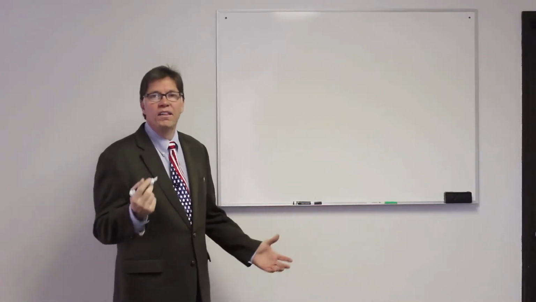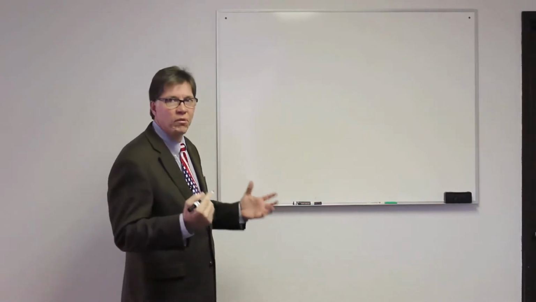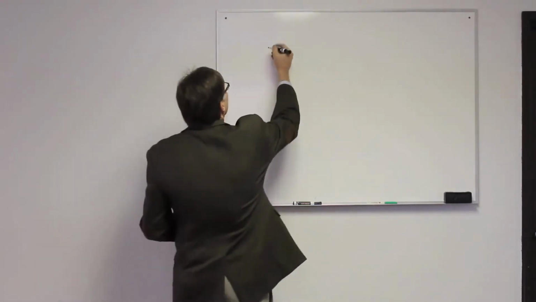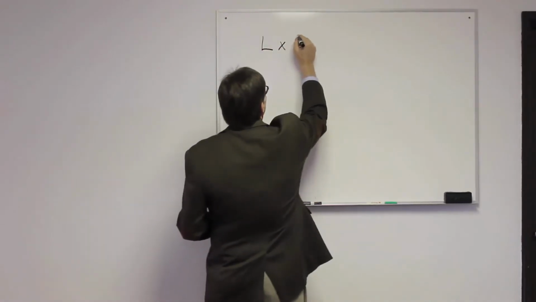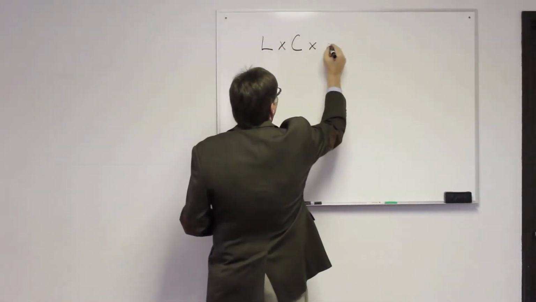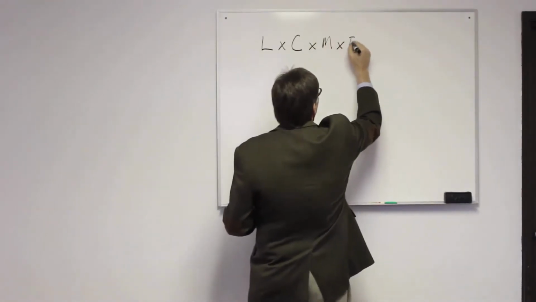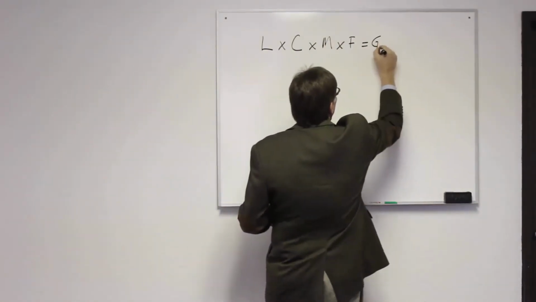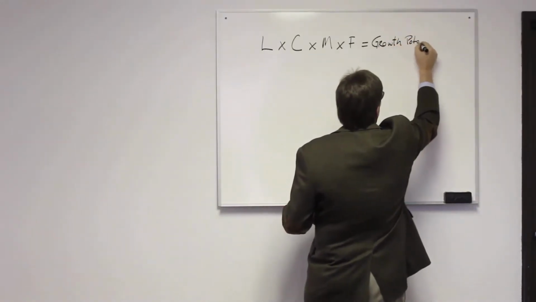Okay, so here, let me tell you the formula. So here's the formula to double, triple, and maybe even quadruple your revenues in the next 12 months. L times C times M times F equals growth potential.